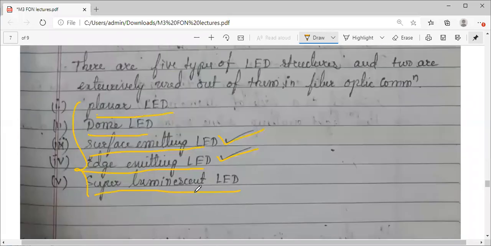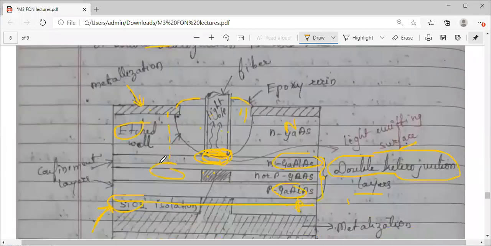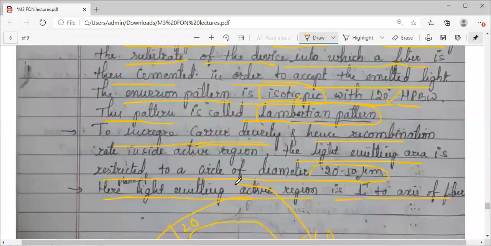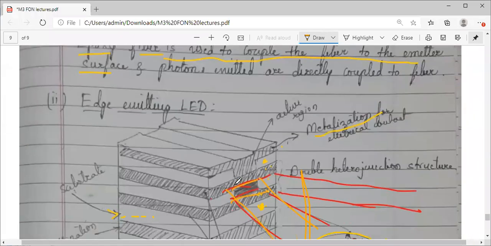Coming to the types of LEDs, we have discussed surface LED and edge LED. Okay, this is your surface LED. This is your edge LED.